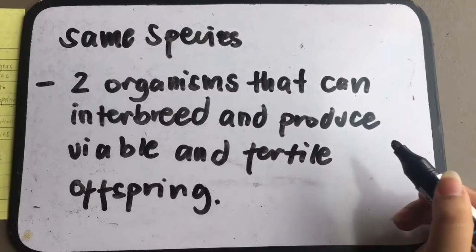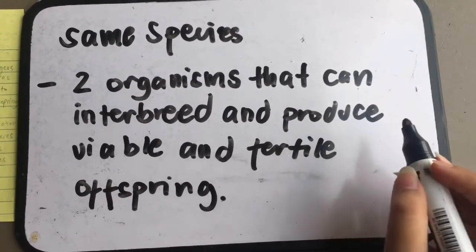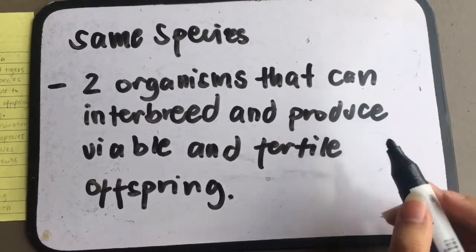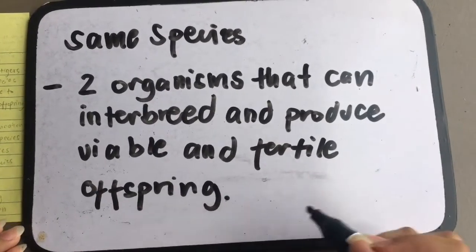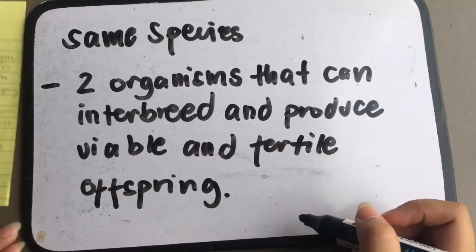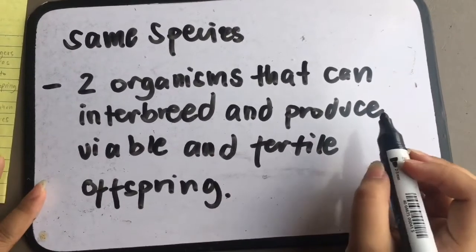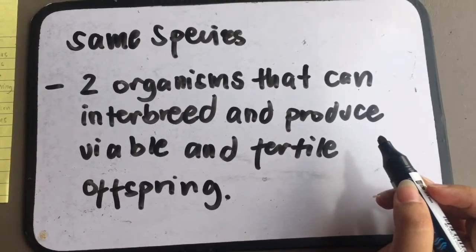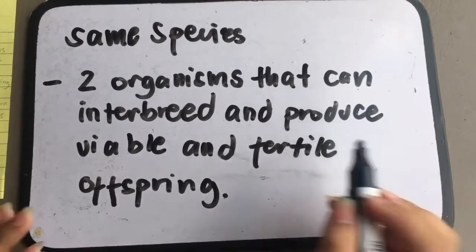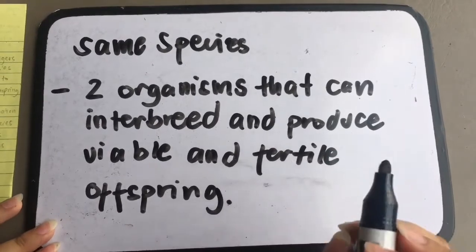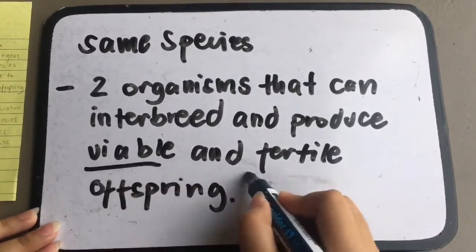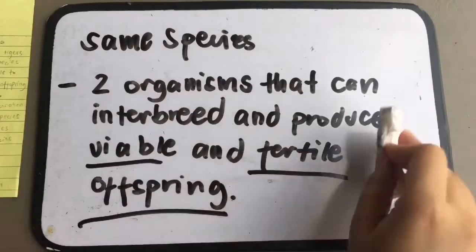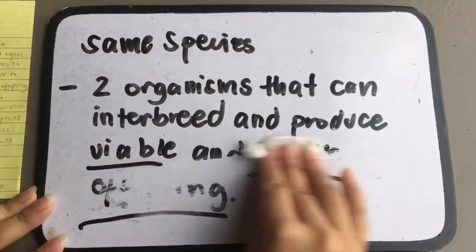Unlike different species, which cannot produce viable and fertile offspring, their offspring being infertile. While for the same species, the offspring can reproduce another offspring. So which means that the same species can produce viable and fertile offspring. So, to further understand this, we will have an example.